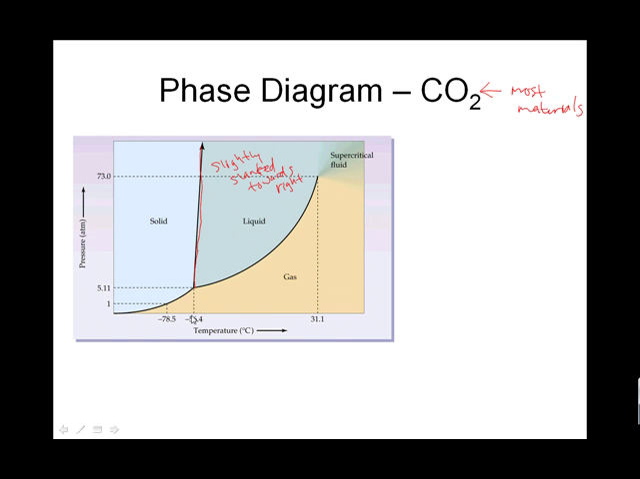So if I start at this temperature and I raise the pressure, it just turns into a solid and remains a solid. So most materials under high pressure will become a solid, but water is unique in that it actually turns back into a liquid when it is at high pressure. And that's all I wanted to cover with the phase diagram.